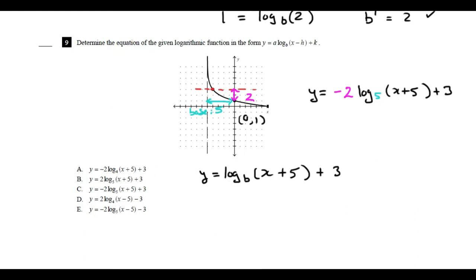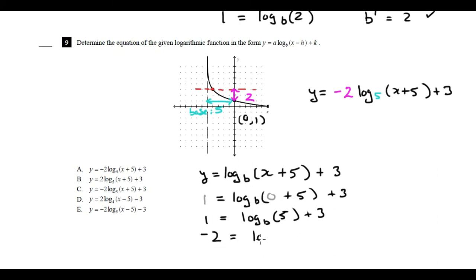Now let's go in and do our substitution, where we'll put y equals 1 and x equals 0, and see if we can make sense out of this logarithmic equation. And if it's a weird base, as always, we'll just do a change of base. Okay, so what do we got? We got 1 equals log base b of 5 plus 3. So we'll subtract 3 from both sides. We'll get negative 2 equals log base b of 5.